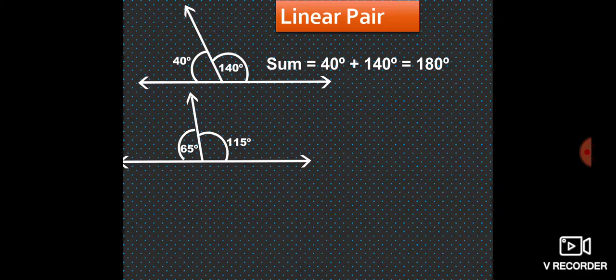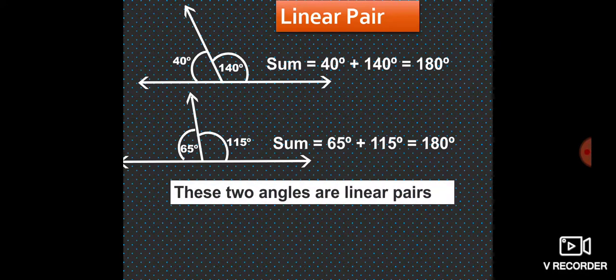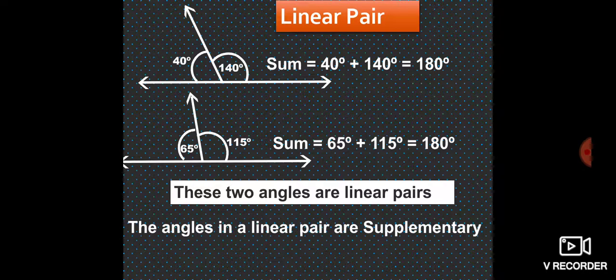Next, we have to study linear pairs. Linear pairs, what is the sum of these two angles? 40 plus 140 equal to 180 degree. Next, 65 and 115 degree, sum equal to 180 degree. In the last class, we studied when the sum of any two angles is 180, that name is supplementary angles, same as linear pairs. These two angles are linear pairs. The angles in a linear pair are supplementary. Linear pair means when we add these two angles, we will get 180 degree.